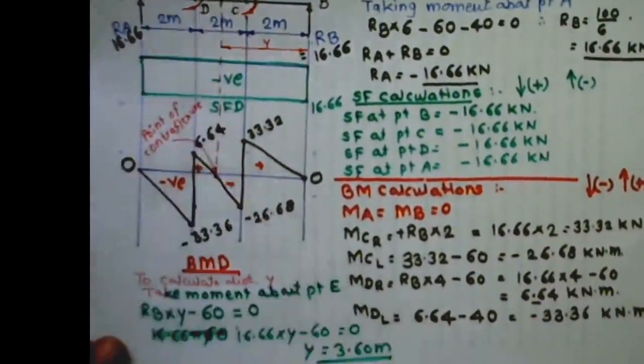3.60 meter. So in that case the point of contraflexure lies at a distance of 3.60 meter from the right hand support.